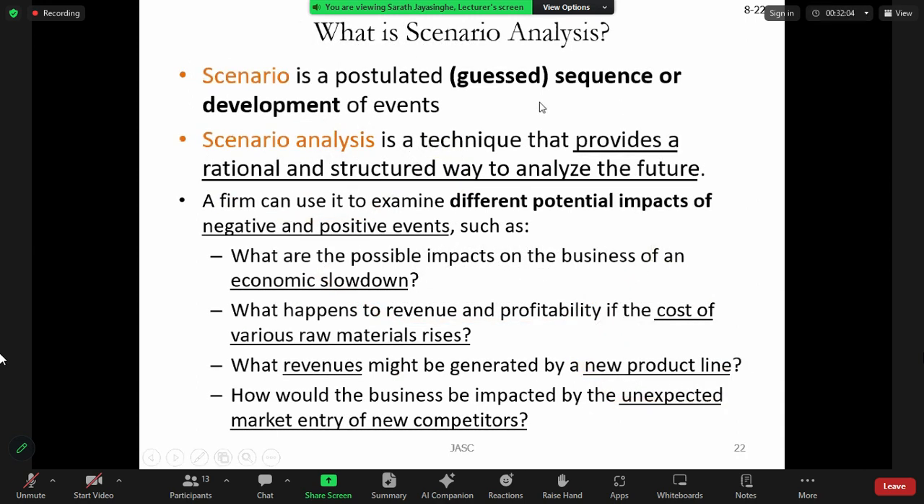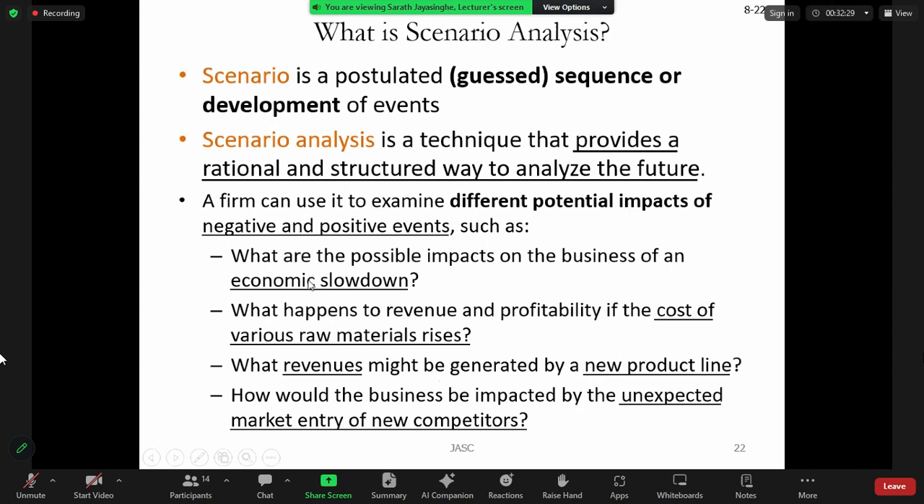You can define it like this. It is a postulated or guessed sequence of development of events, right? Scenario analysis is a technique that provides a rational and structured way to analyze the future. We are structuring the future and analyzing it. A firm can use it to assess the different potential impacts of negative and positive events, right?